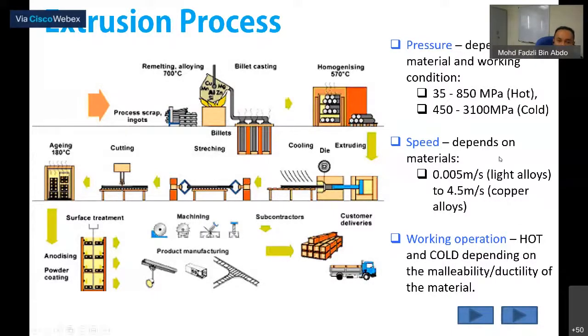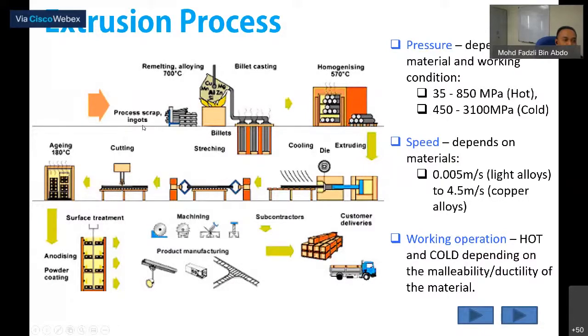And also the speed depend on the material. For example, for light alloy kita perlukan speed yang rendah saja. Kalau katalah copper alloy, which mean susah kita nak tarik, kita menggunakan speed yang tinggi. Okay. And then the working operation, either the hot and cold depending on the mill availability and ataupun ductility of the material. Okay.